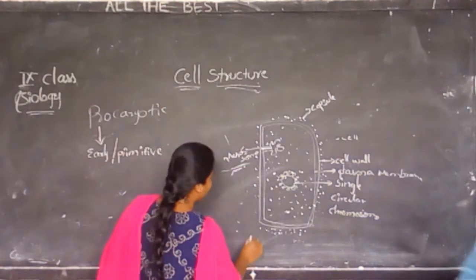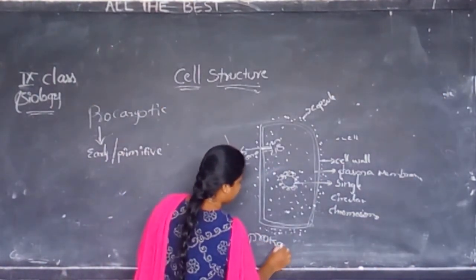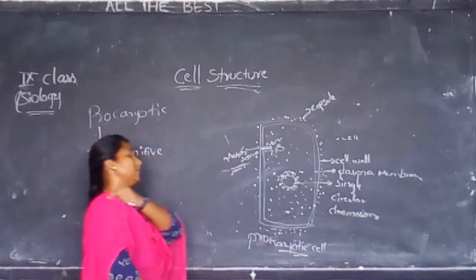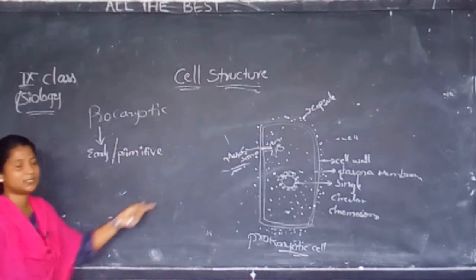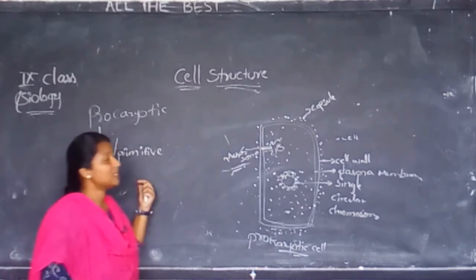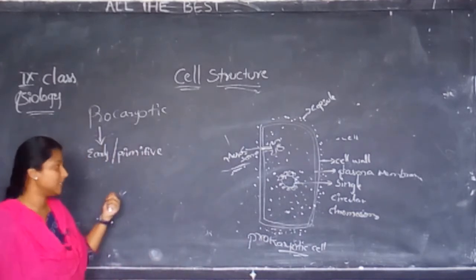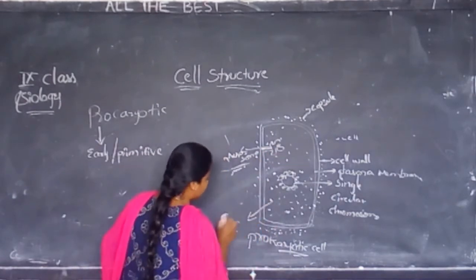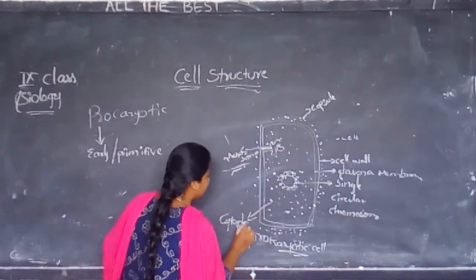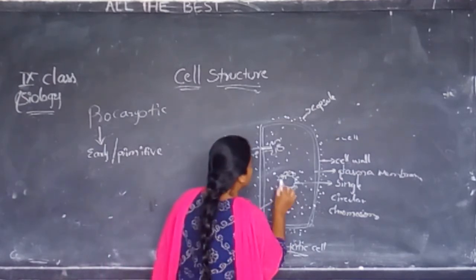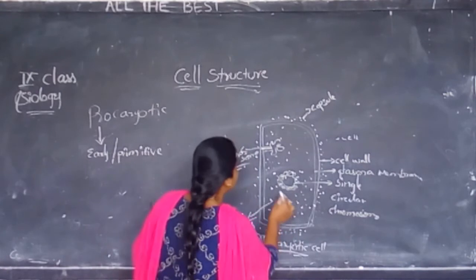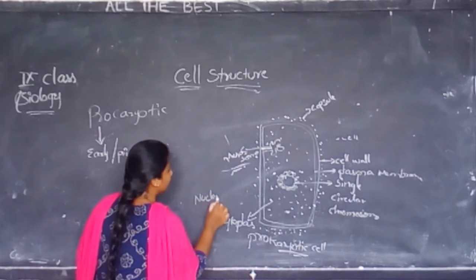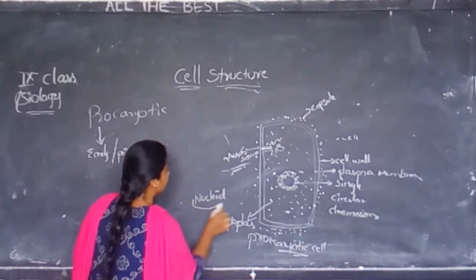Okay, this is a prokaryotic cell. The genetic material of this cell is not enclosed by a membrane. It doesn't have any nucleus. So the genetic material, like the chromosome, lies freely in the cytoplasm. It is a single circular chromosome which lies in the cytoplasm. That's why it is called a nucleoid.